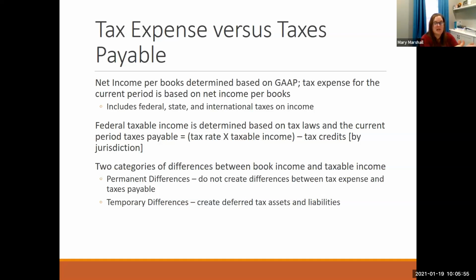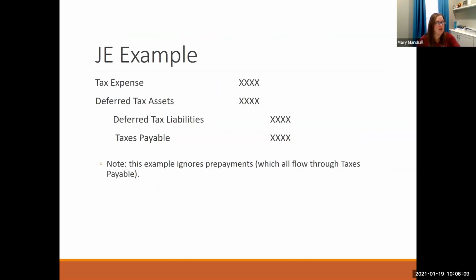Taxable income is determined based on tax laws, not GAAP, and we saw that in chapter 5. So you've seen the reconciliations we have to do. And the items that we have to reconcile are either permanent differences or temporary differences. So that all is kind of a review from chapter 5.